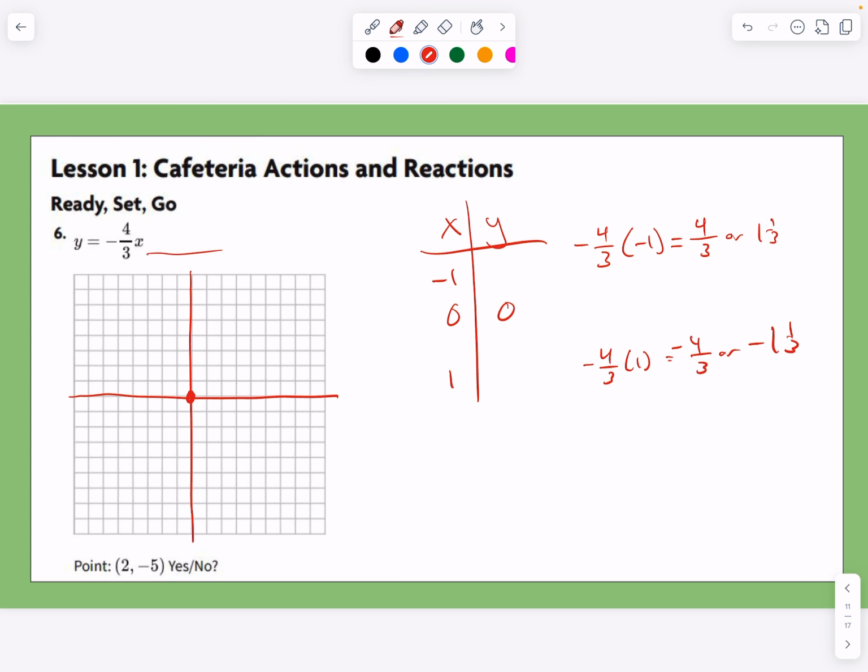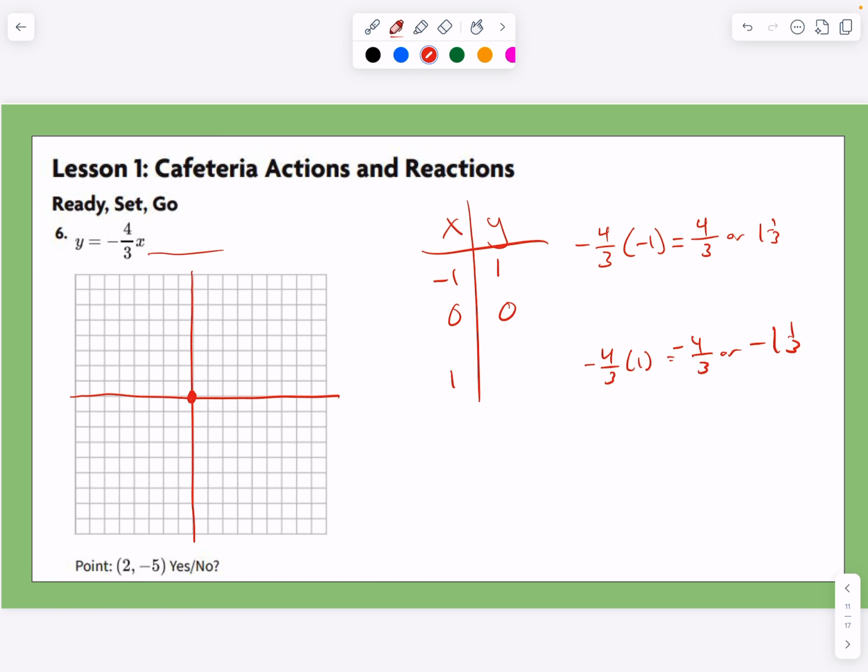So at -1, I'm at 1 and a little bit, and at +1, I'm at -1 and a little bit. Oops, sorry, here. Now, those aren't actual points to look at, so it's hard to see.